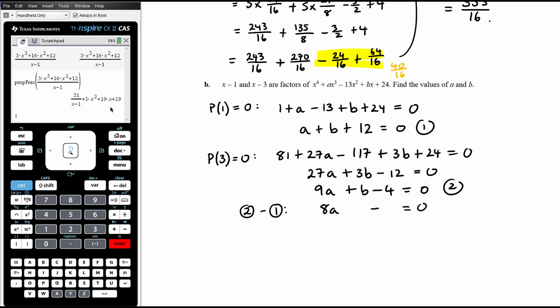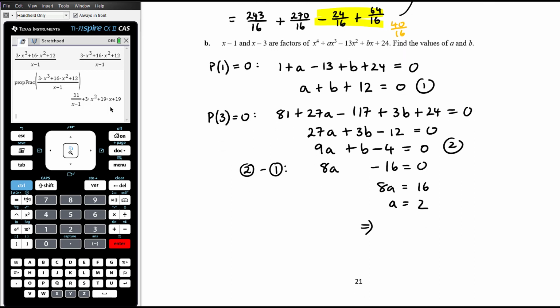Alright, so again, we're doing equation 2 minus equation 1, so negative 4 minus 12 is minus 16, okay, and that has to equal 0. So we've got 8a equals 16, and so a equals 2. And then we can substitute that back into our equation. I'll go back into equation 1. So we're going to have 2 plus b plus 12 equals 0, which means b is going to be negative 14.